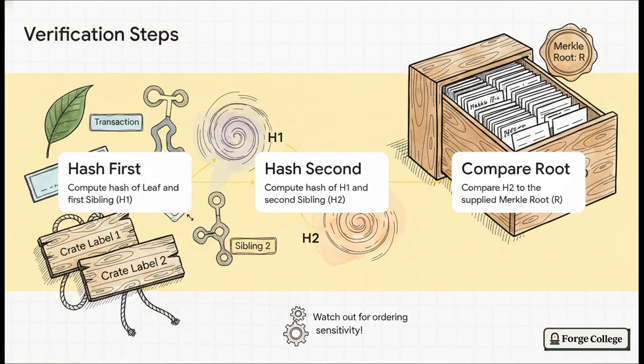So, let's do a quick mental practice run using this blueprint to verify a page. You have your transaction, the leaf, and a couple of crate labels, which are your sibling hashes. Step 1. You compute the hash of your leaf and the first sibling to get H1.